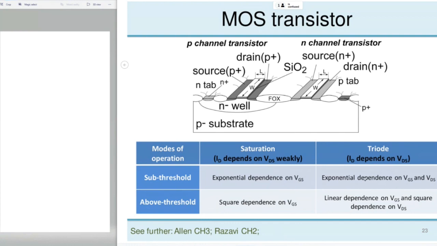Then if you are above threshold voltage, the mode of operation in normal electronics in most of the cases, with gate source voltage above the threshold voltage, then in the saturation region there is a square dependence of the current on the gate source voltage, and in the triode region, there is a linear dependence of the current on the gate source voltage and a square dependence on the drain source voltage.